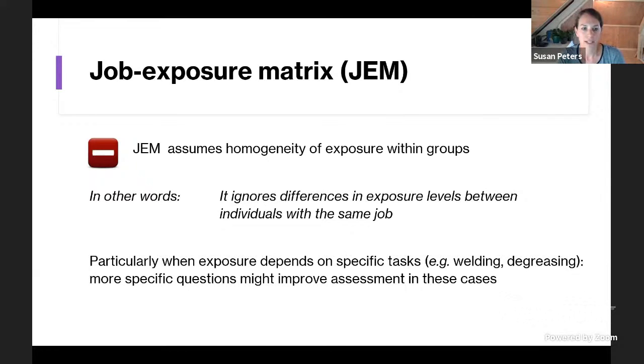It also depends on what exposure you're looking at. Especially with exposures that are highly dependent on the specific tasks, for example welding or degreasing, which are not so well covered by the job title, a JEM might not be the best choice, and more specific questions might improve the assessment in those cases. So it's always a bit of finding the balance, but it's good to be aware of the features of a JEM. So this is a major thing to keep in mind.